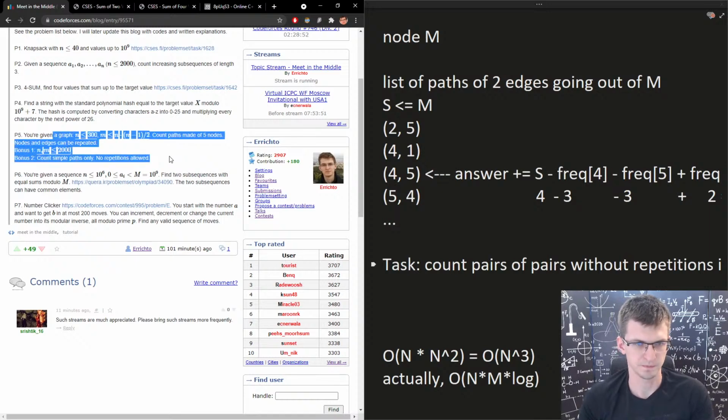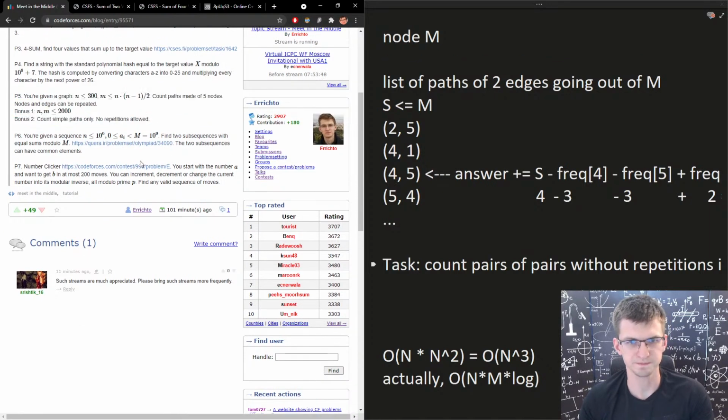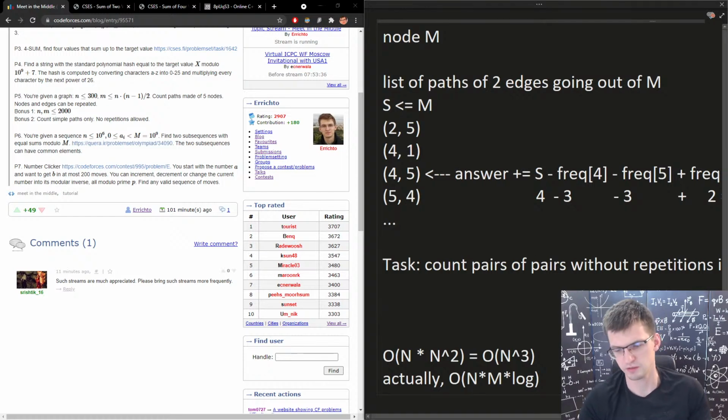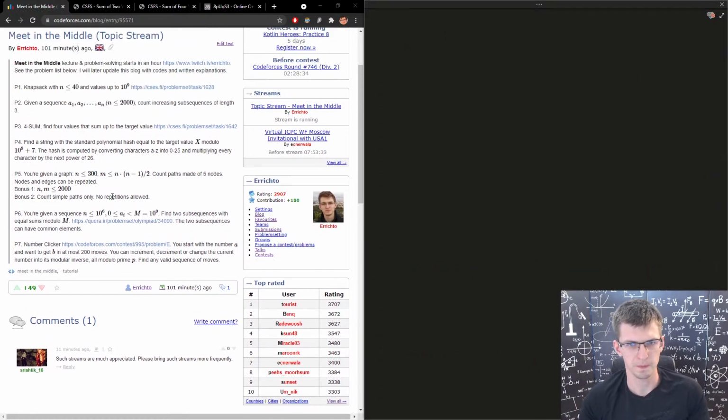P5 done. Next is P6 and P7. P6 is from, I guess, Iranian Olympiad. But we will not talk about many details here. You can solve it though. This is why you have a link. Again, we need to find two subsequences with equal sums modulo m. And for this, I will just tell you that we already solved a very similar problem today, and that was P4. So P6 is about the birthday paradox.